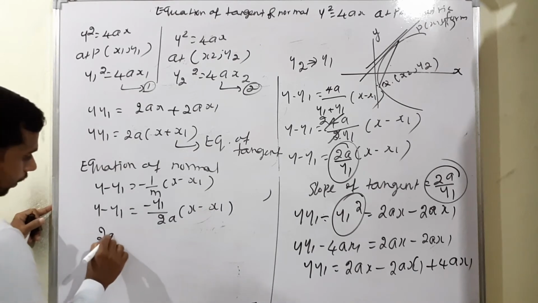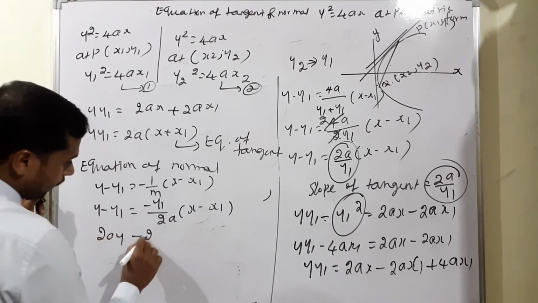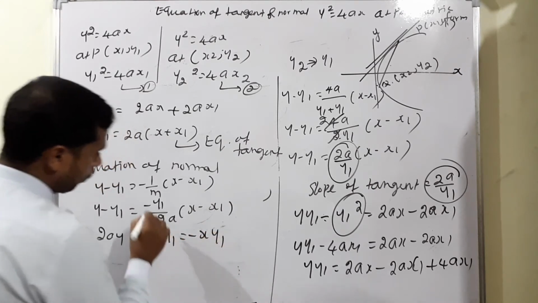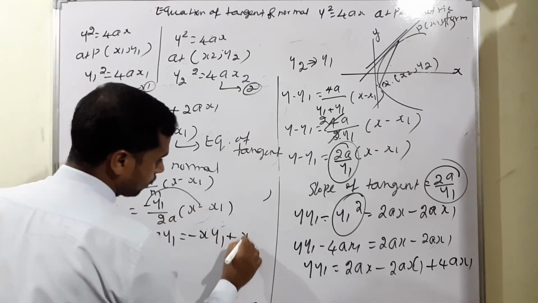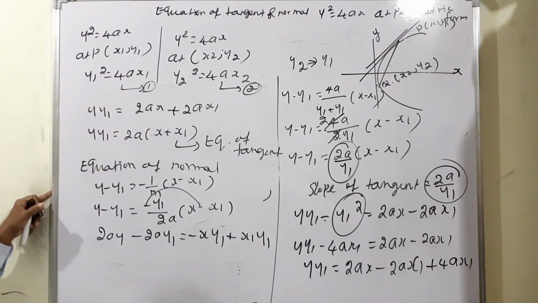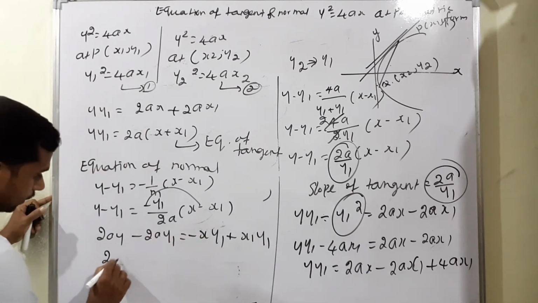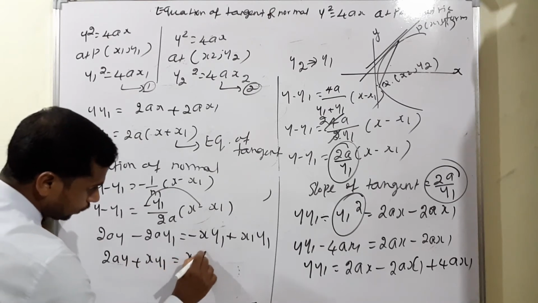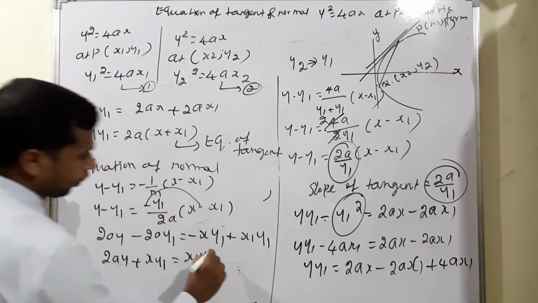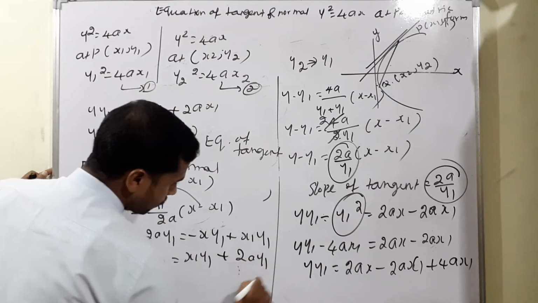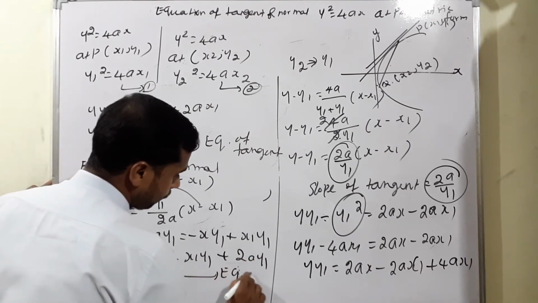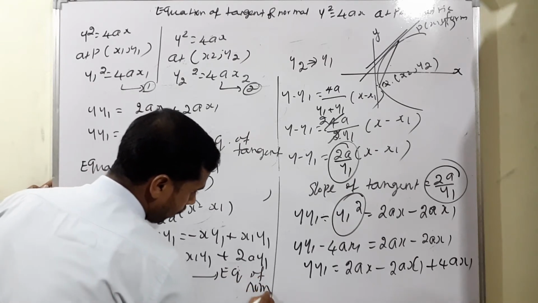Again cross multiply: 2ay minus 2ay1 is equal to negative x y1. Again negative into negative means positive x1 into y1. Now negative sign bring to the opposite side means 2ay plus x y1 is equal to x1 y1. Negative 2ay1 bring to the opposite side means positive 2ay1. This is called the equation of normal. What is the meaning? Equation of normal.